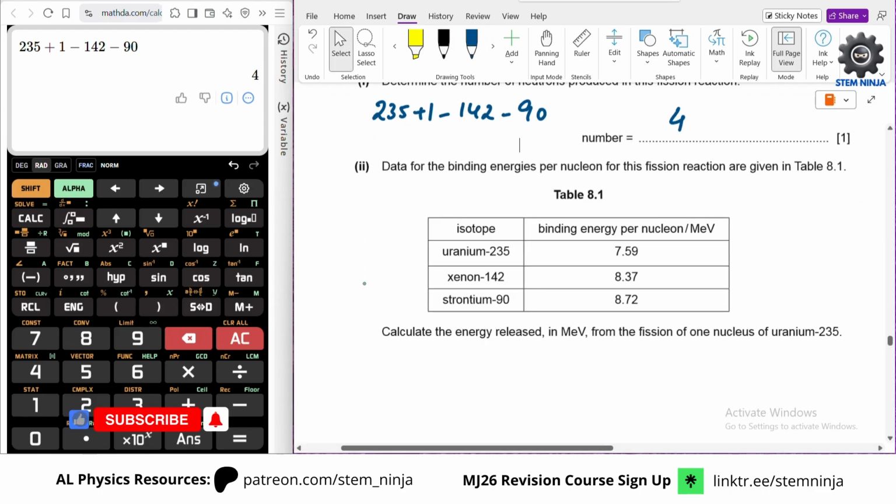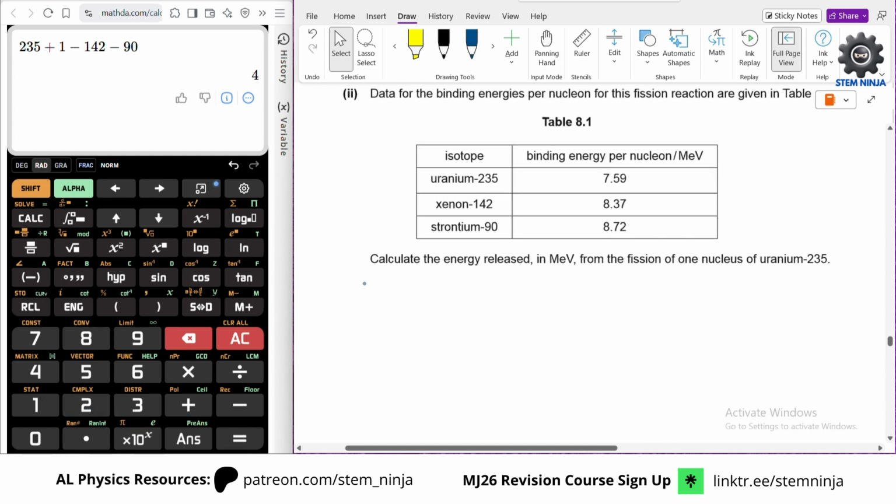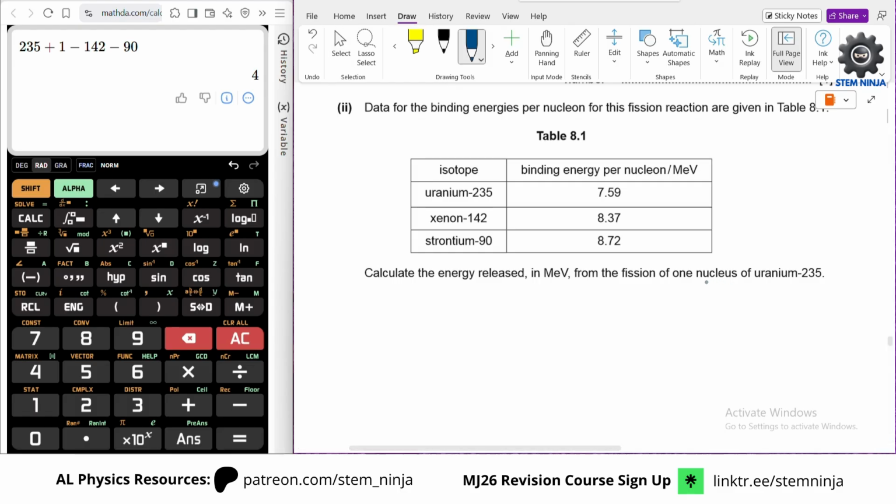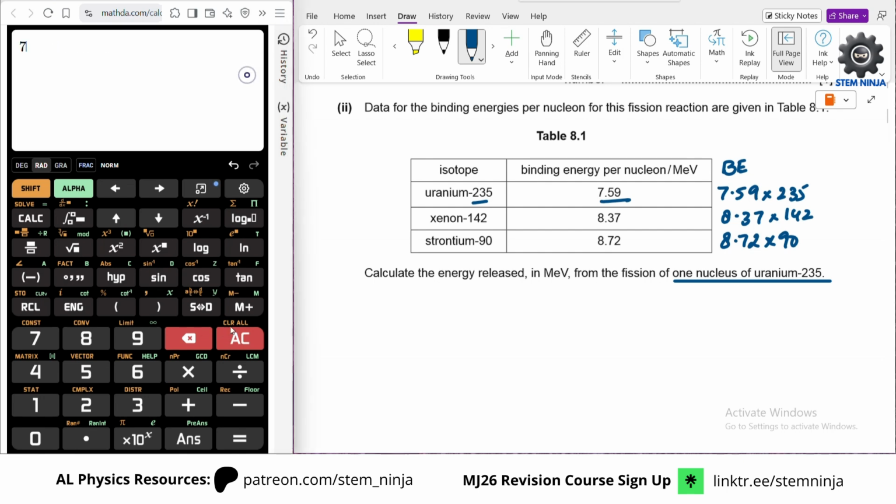Data for binding energies per nucleon for this fission reaction are given in table 8.1. Calculate the energy released in mega electron volts from the fission of one nucleus of uranium-235. That means we need to consider multiplying the binding energies: 7.59 times 235, 8.37 times 142, and 8.72 times 90. Actually, we can do this in one go.